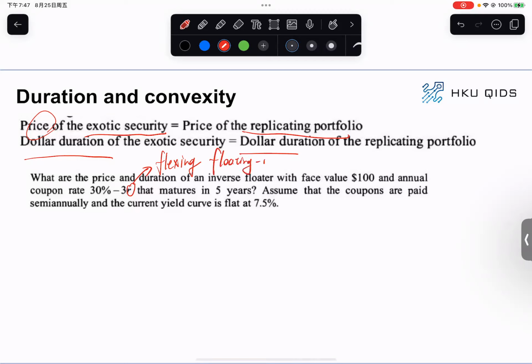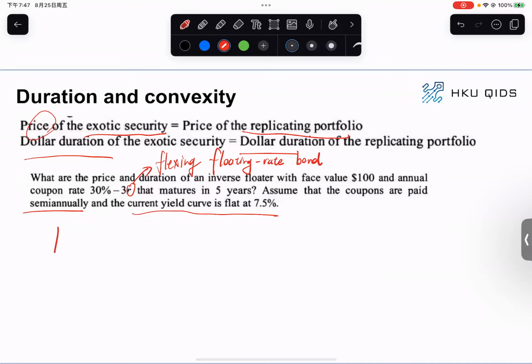Floating rate bond. We know there is a thing called LIBOR, right? The base rate for banks is actually changing over time. So this is basically the R defined here. And also assume that the coupons are paid semi-annually and the current yield curve is flat at 0.5%.